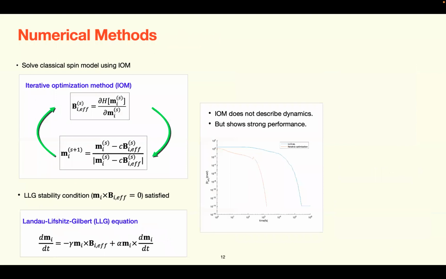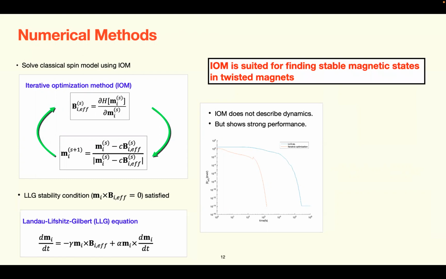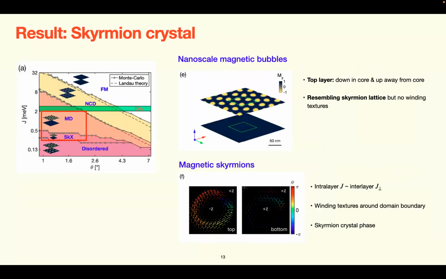So we solved this model with this numerical method. We compute the effective magnetic field acting on each spin, and then we align each spin vector with this field. With this procedure, we can continuously lower the magnetic energy to find the magnetic ground state. This method is quite similar to the steepest descent method, but it exhibits stronger performance. So we can easily find stable magnetic states in twisted magnets. That is our primary method.